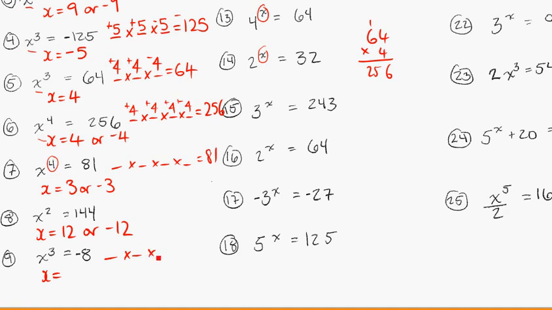Something times something times something equals negative 8. You can try 2. 2 2's are 4, 4 times 2 is 8. Because it's negative, it must be negative 2. Right, back up to the other side.